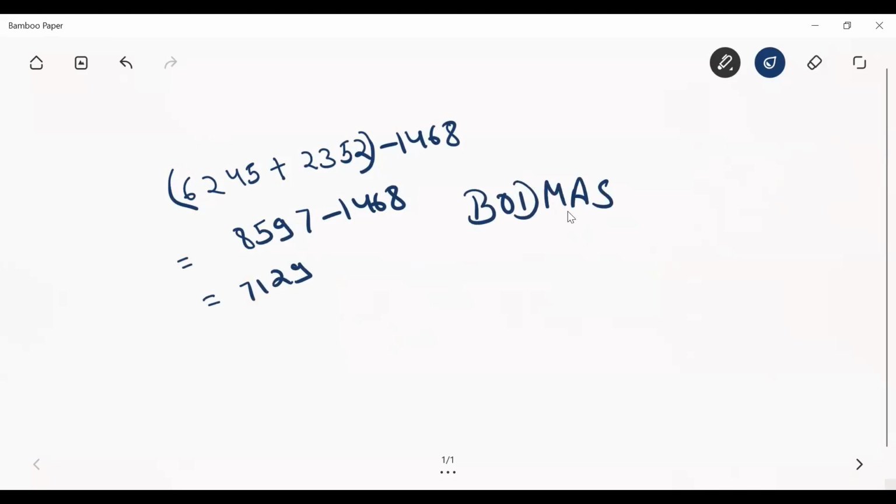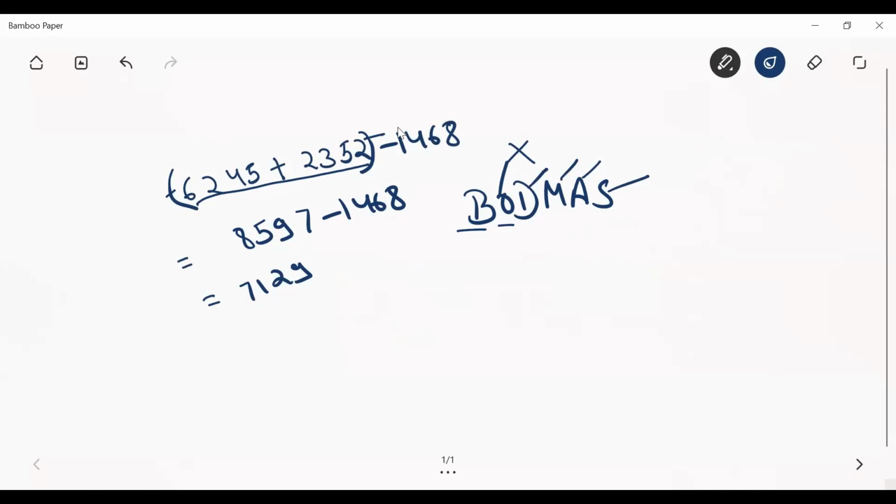Have you all heard about BODMAS? B is equal to bracket, O is equal to of, D is equal to division, M is equal to multiplication, A is equal to addition, and S is equal to subtraction. Let me tell you for those who do not know. B is bracket. First of all, you will open the bracket. So this is the bracket, right? So first we will add these two. Of means multiply. We don't have anything to multiply over here. Then D is division, M is multiplication, A is addition, S is subtraction. So we'll start from addition.